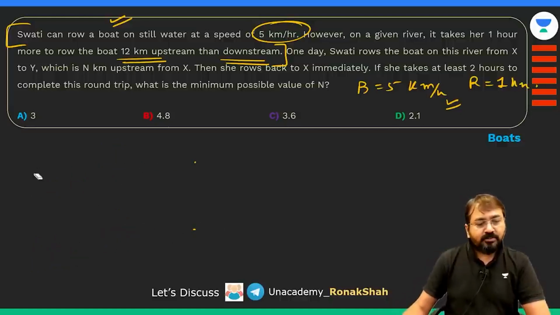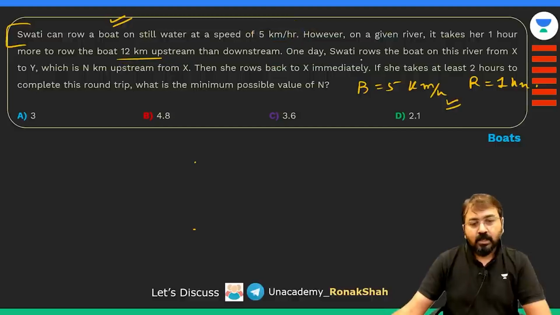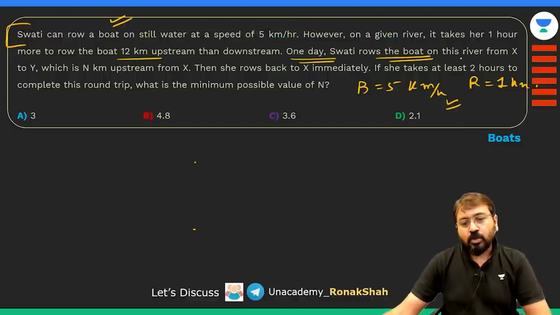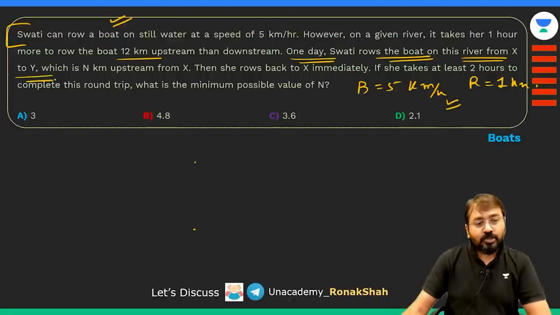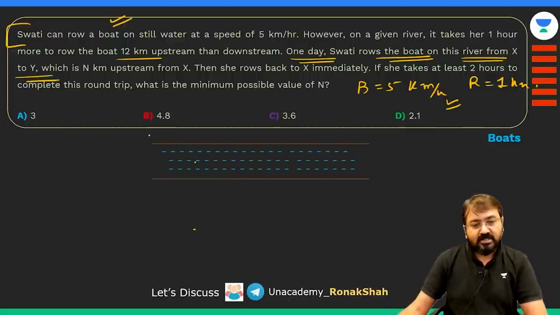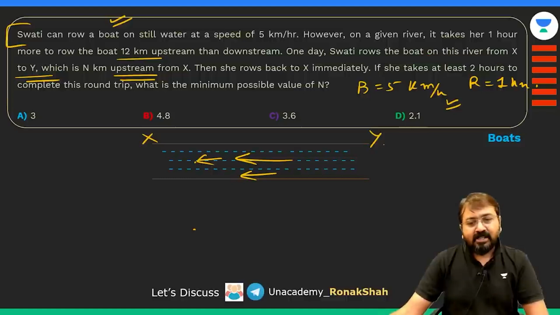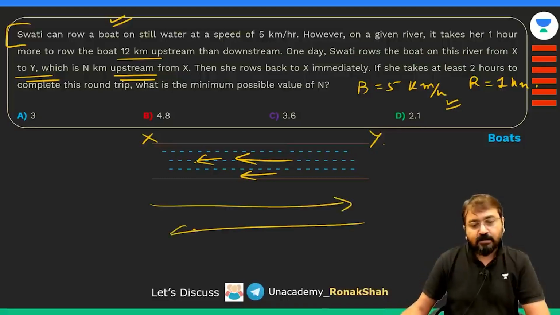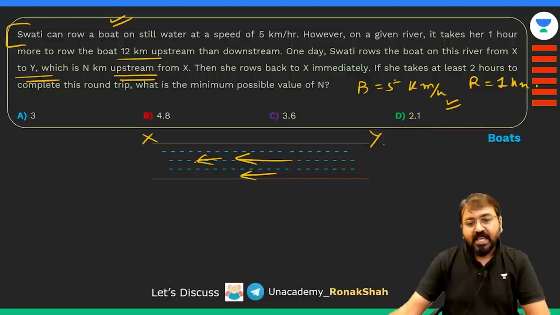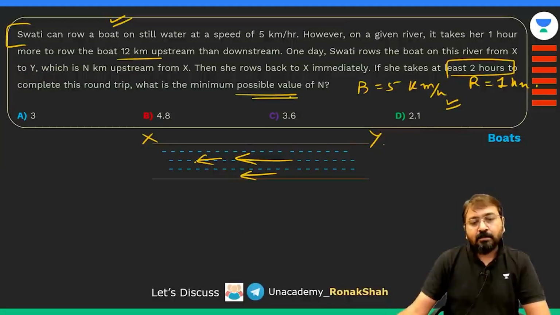So what is our question further? Let's see. So one day Swati rows the boat on this river from X to Y. So this is the situation, guys. This is X and this is Y, which is n kilometer upstream. So the river flows in this direction because this is upstream. However, it doesn't matter actually in this question. Then she rows back to X immediately. So she goes to Y and she comes back. So it's upstream plus downstream. If she has taken at least 2 hours to complete this trip, what is the minimum possible value of n?